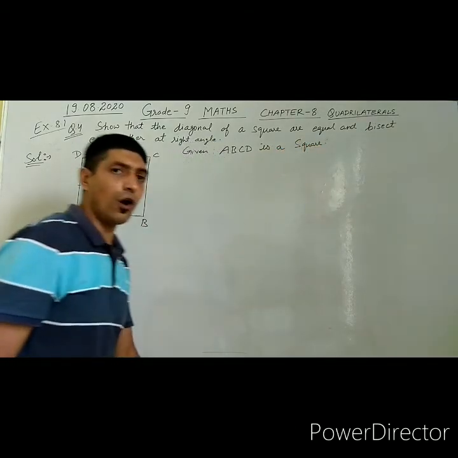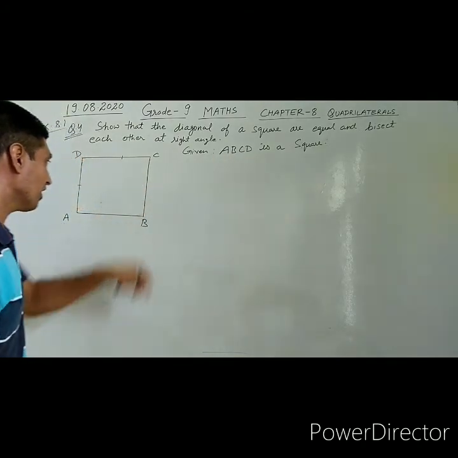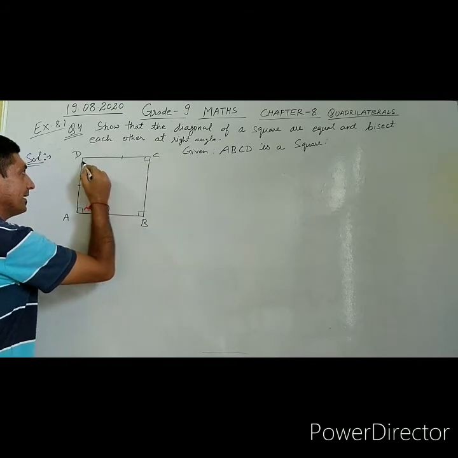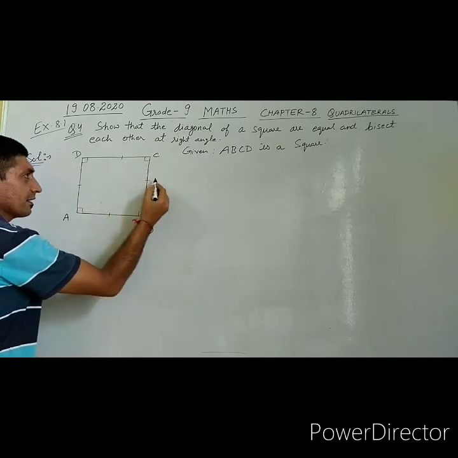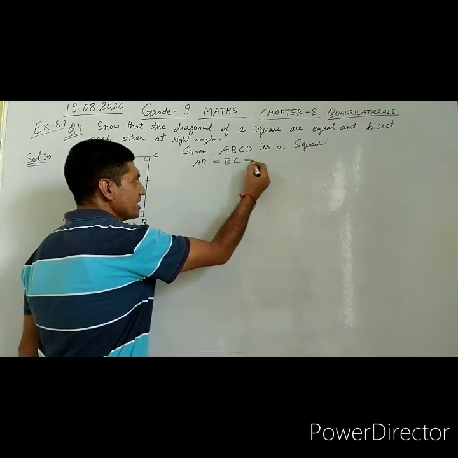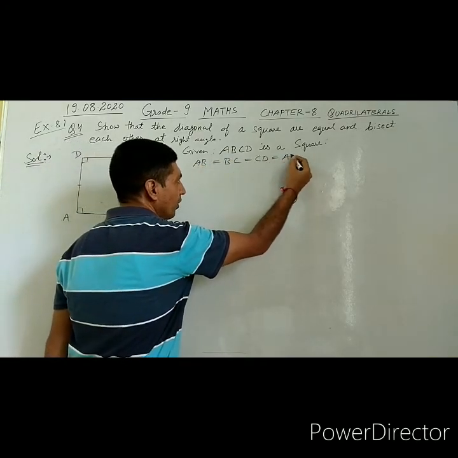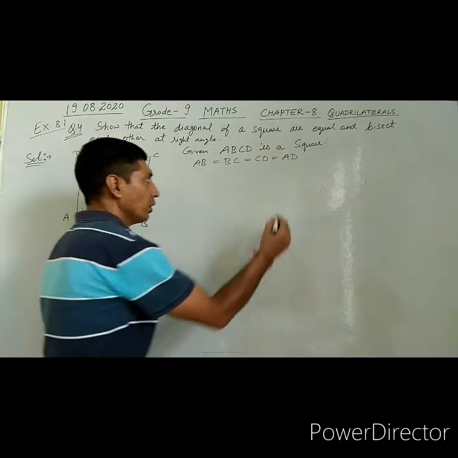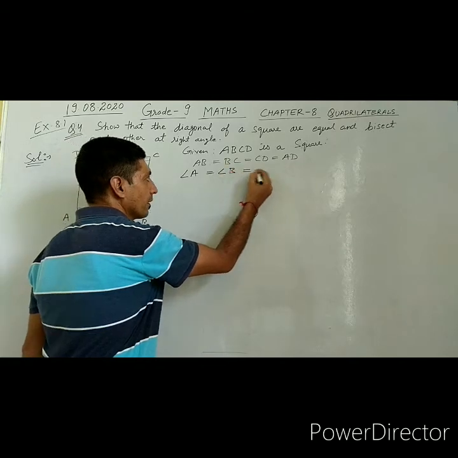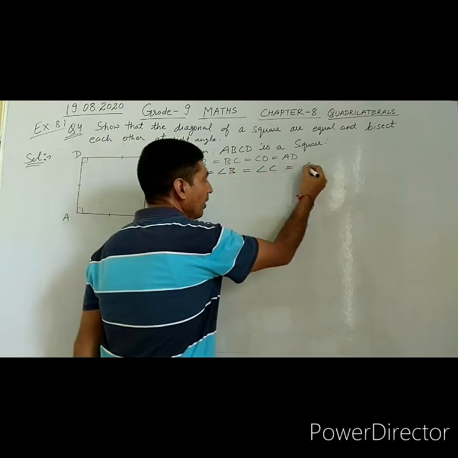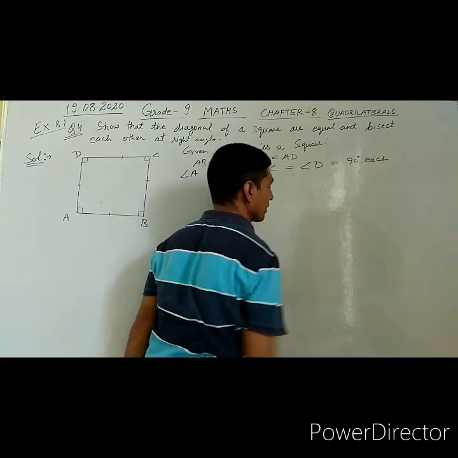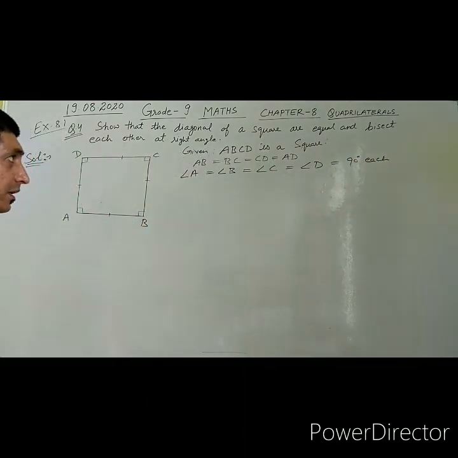If it is a square, all 4 angles A, B, C, D are 90 degrees. All angles are 90, and all sides are equal, which means AB is equal to BC is equal to CD is equal to AD. All 4 sides are equal, and angle A is equal to angle B is equal to angle C, all 4 angles being 90 degrees each. This is a property of a square.